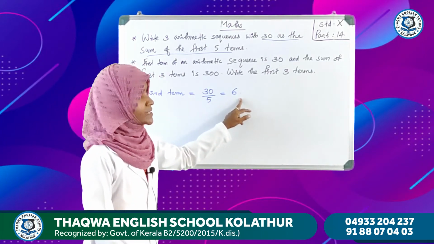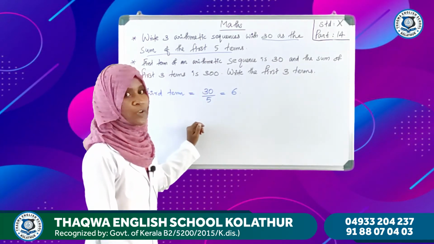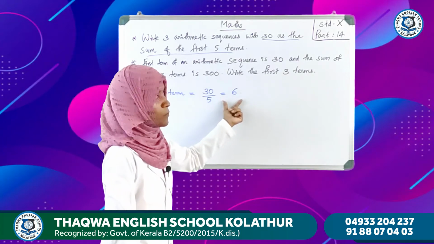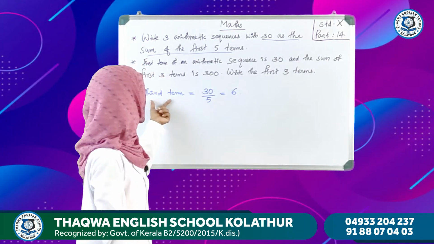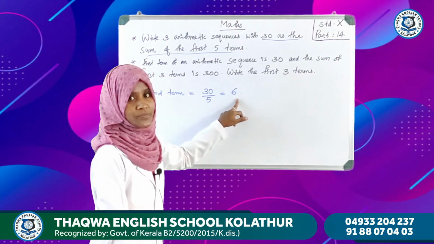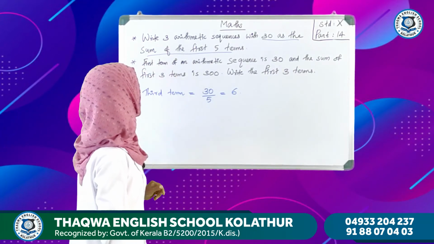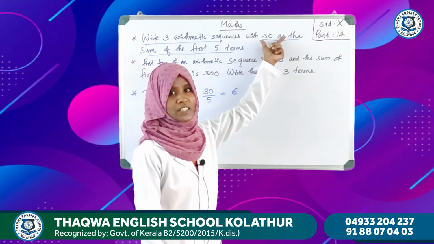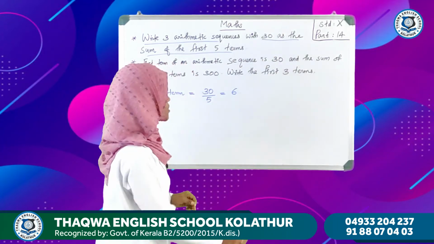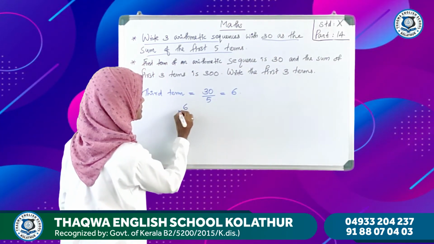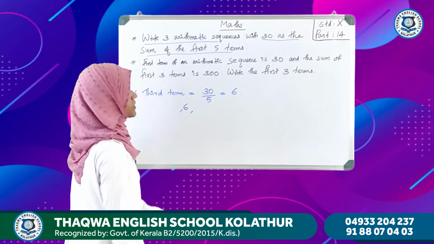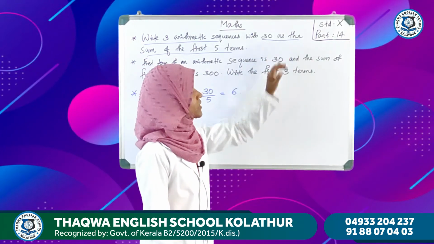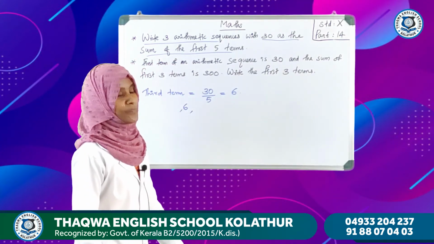Why? Yes, the sum of any 5 consecutive terms of an arithmetic sequence is 5 times the middle number. So the third term is 6. Now next, write 3 arithmetic sequences with this condition. So how? Middle term 6. The next sum 30. 5 terms. Can you say?